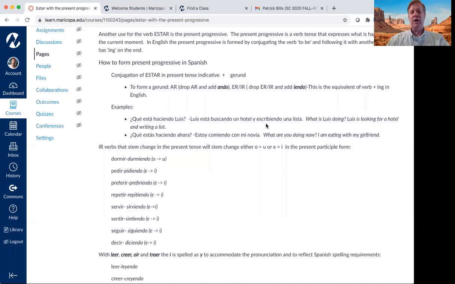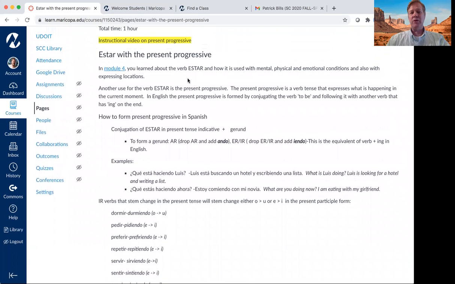Bien, so this tense, the present progressive, just as the name has two words, the form also has two words. You need the present tense of estar and the ing form of the verb, ando or yendo.